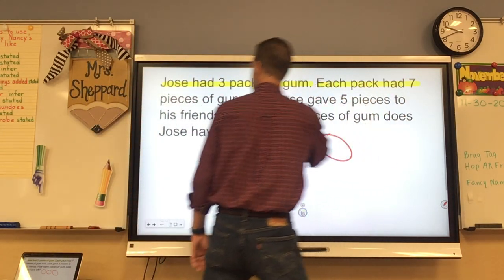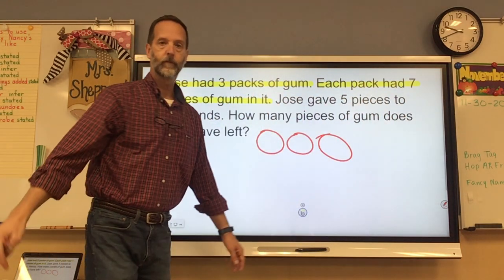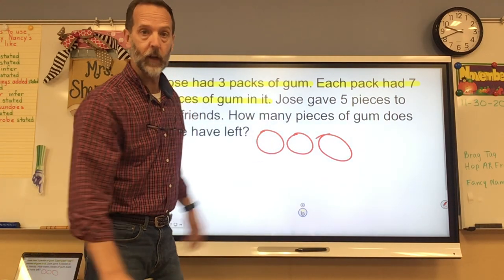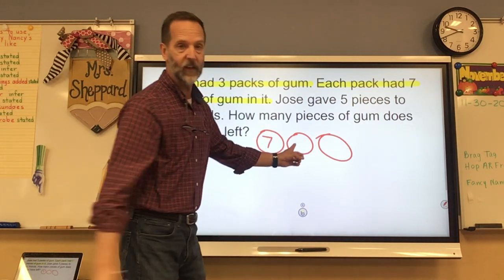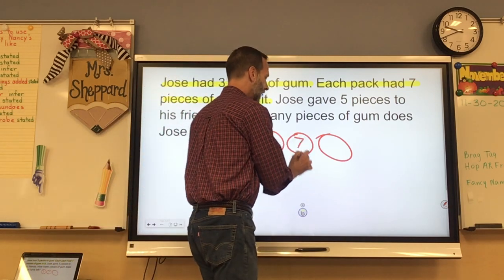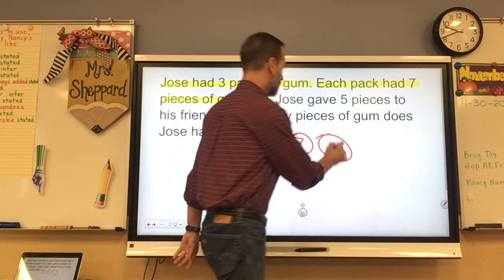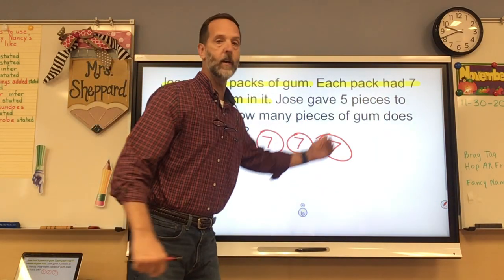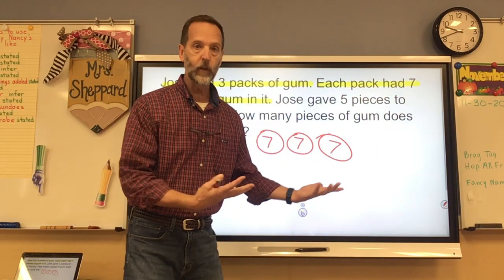Each pack has 7 pieces of gum in it. Each pack. How many were in this one? 7. How many in this one? 7. How many in this one? 7. Okay? I have the same number over and over again. What can I do with that?